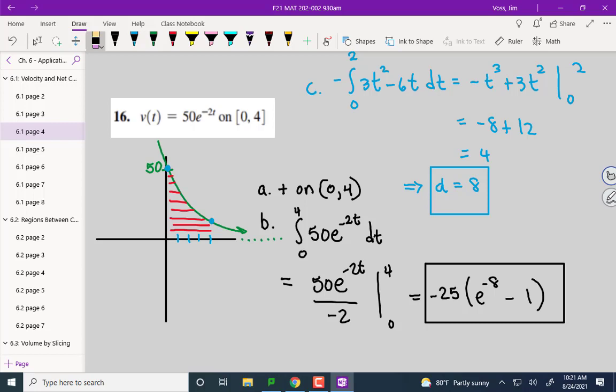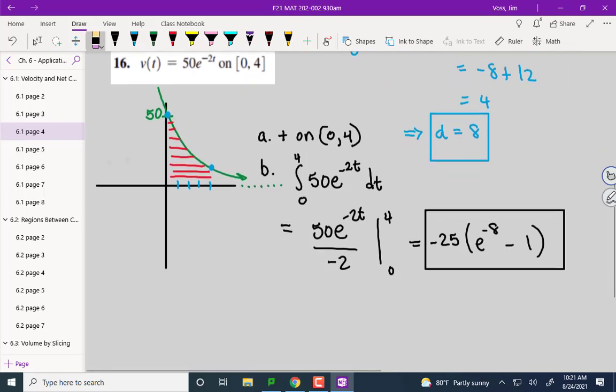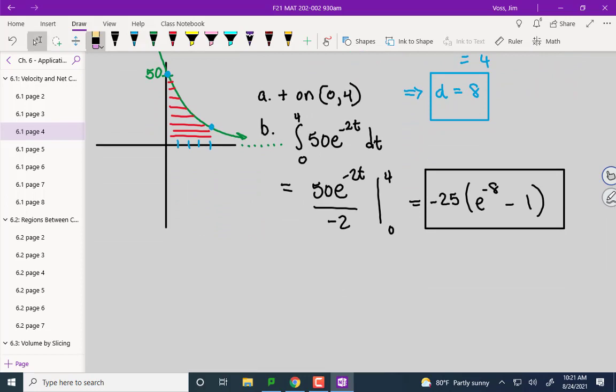And the last question, I think, just said find the distance traveled. Is there a difference here? No, it'll be exactly the same. Because the velocity is always positive, displacement and distance traveled will match when we're dealing with all positive velocity. So C will have the exact same answer, distance.